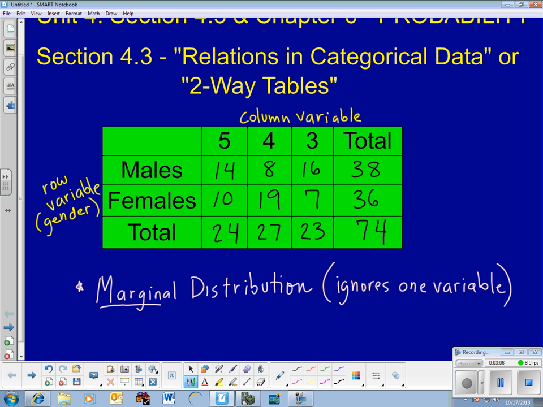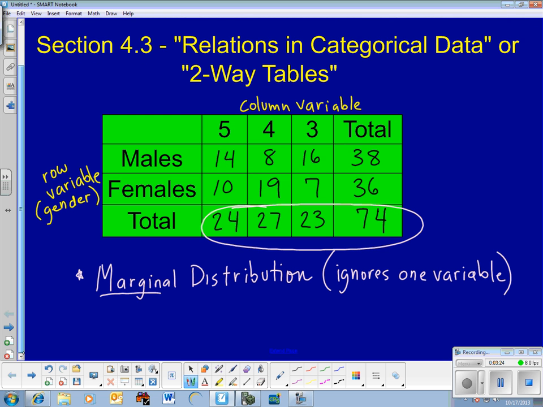And if you just look at the margin, here's one marginal distribution. Right, if you just look at the exam scores, we have a breakdown of the 3s, 4s, and 5s, and there is nothing there. The gender is completely ignored. This bottom row of our table, it's found in the bottom margin, has nothing to do with gender.